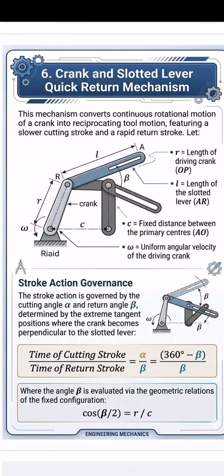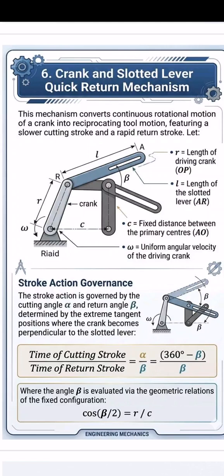Crank and slotted lever quick return mechanism. This mechanism converts continuous rotational motion of a crank into reciprocating tool motion, featuring a slower cutting stroke and a rapid return stroke. Stroke action governance: the stroke action is governed by the cutting angle alpha and return angle beta, determined by the extreme tangent positions where the crank becomes perpendicular to the slotted lever.